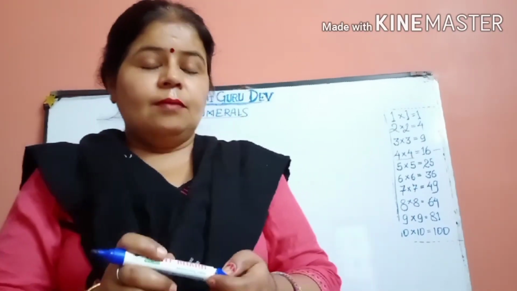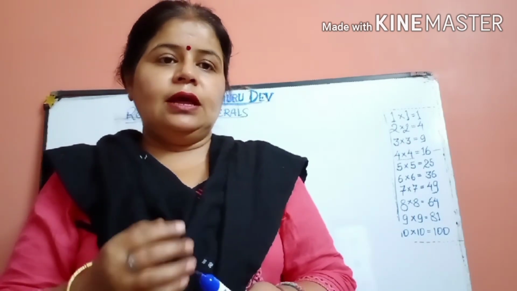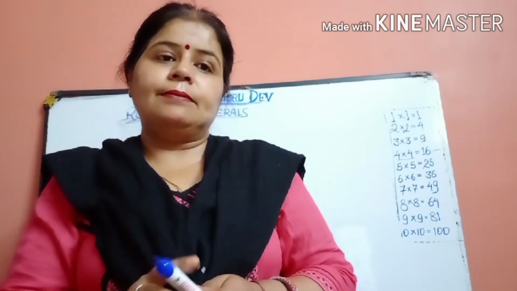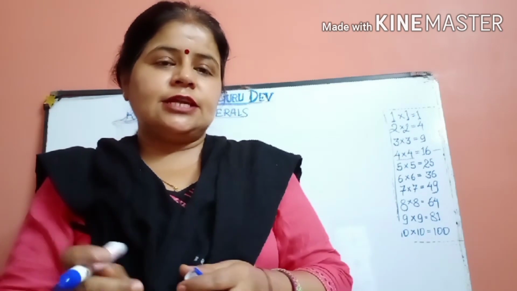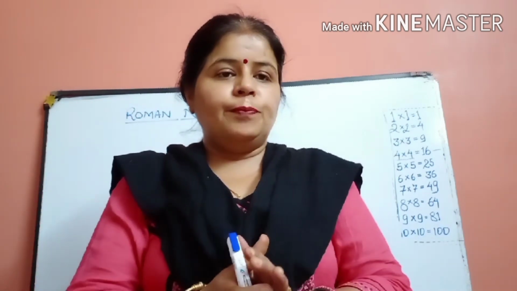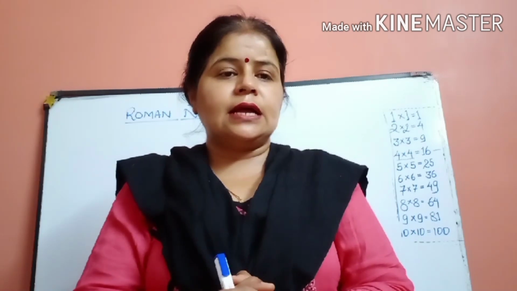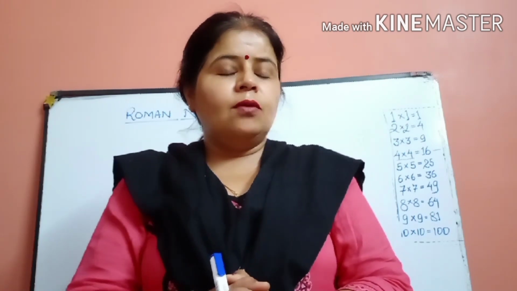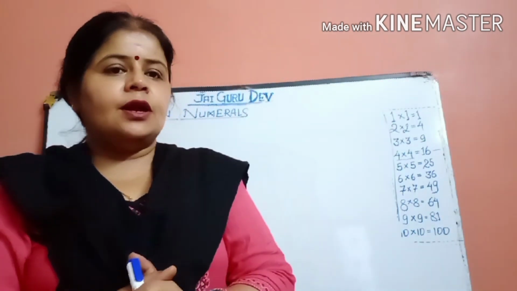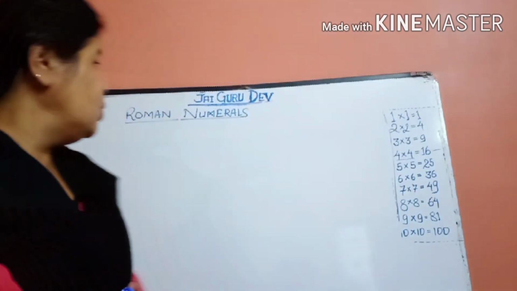In the previous class we have learned about estimation. In that we have learned how to estimate numbers to the nearest 10, nearest 100 and nearest 1000. And I am hoping that you have done Exercise 1.3. Now, in the first chapter, we are coming to the last topic, that is Roman numerals.